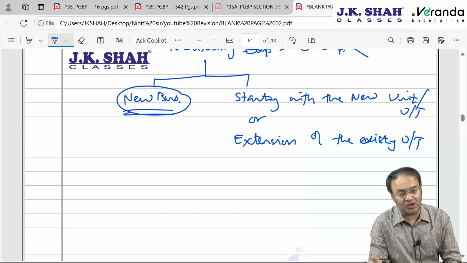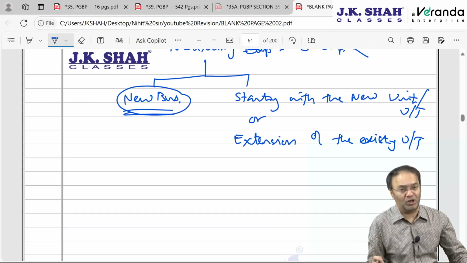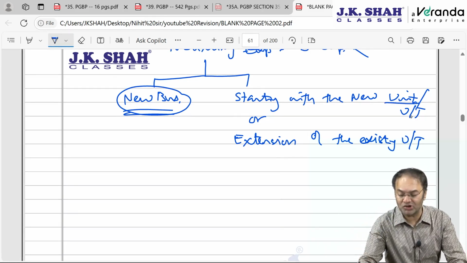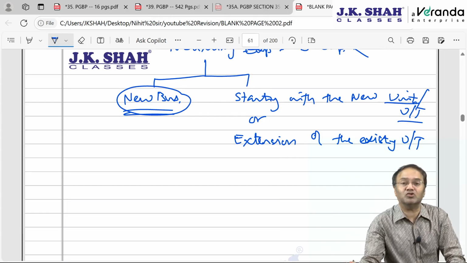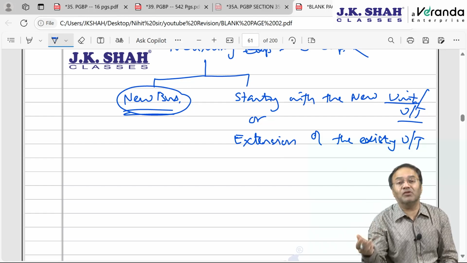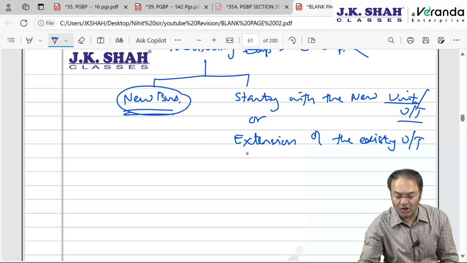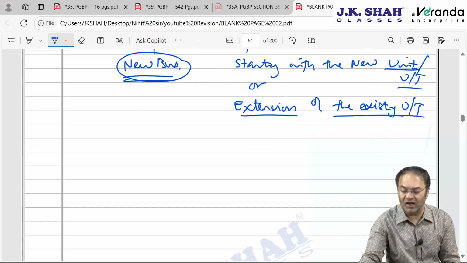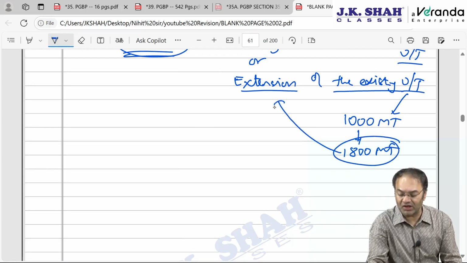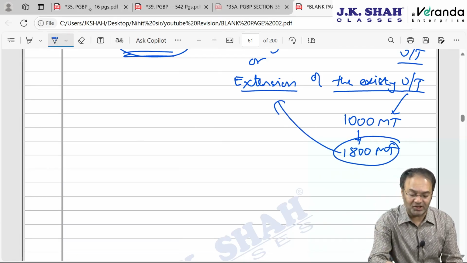Even if you're starting with a new business, then also pre-commencement period expenditure will be called as preliminary expenditure. And if you are incurring expenditure after the commencement of business, but to start with a new branch, new unit, new undertaking, then that will also be called as a preliminary expenditure. Expenditure incurred after the commencement of business, but before the commencement of operations of the new unit. Or for extension of existing undertaking, you have an undertaking factory with a production capacity of 1000 metric ton a day. Instead of that, now you are increasing your capacity to 1800 metric ton a day. So 800 is the extension of existing capacity. You can say it is extended. New capacity is installed.